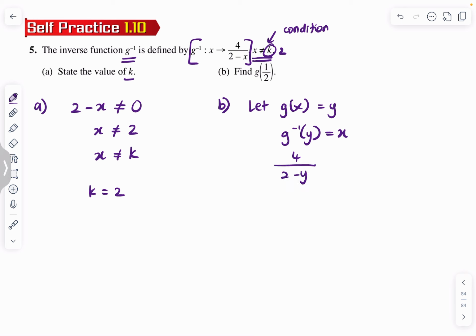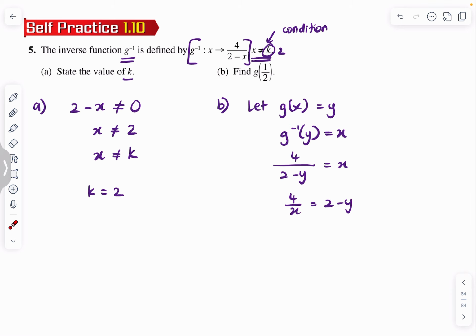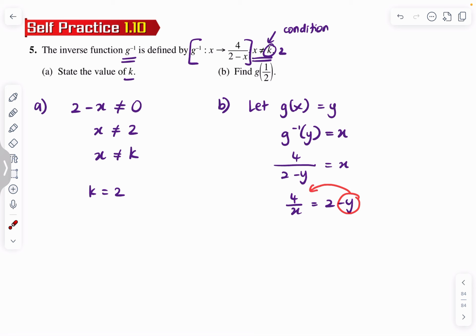Then you want to make y the subject, so this whole thing we swap. So x equals 4/(2 minus y). Then to make y the subject, we bring this here, bring the x there. So y will be 2 minus 4/x. And our y is our g(x).